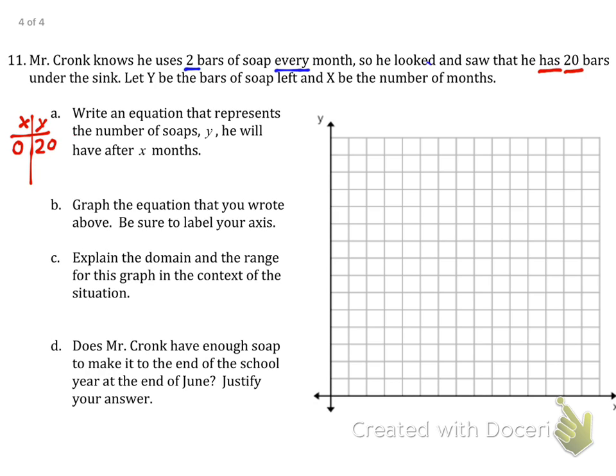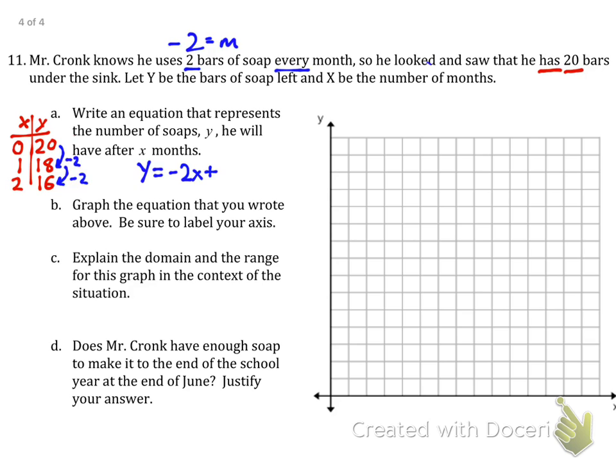So if I made a table, for example, you start 0, 20. At 1 month, he would have 18. Why did I not go up to 22? Well, he uses the bar of soap, so he's losing them. And this helps me see that my slope is actually negative. Because he's using the soap, that amount is decreasing by 2 every month, so we're going to have a slope of negative 2.